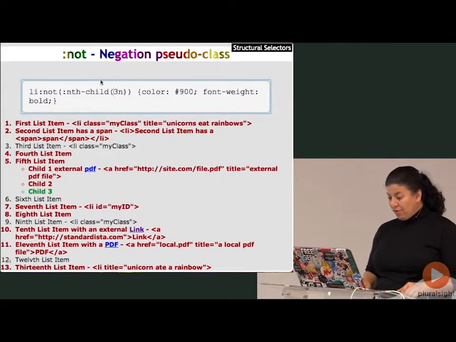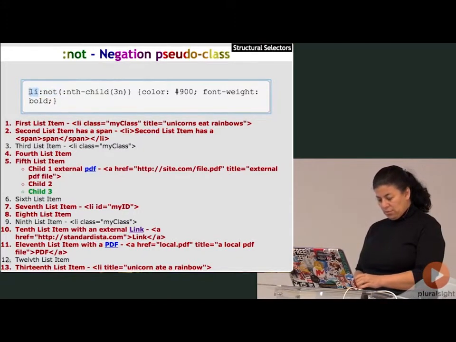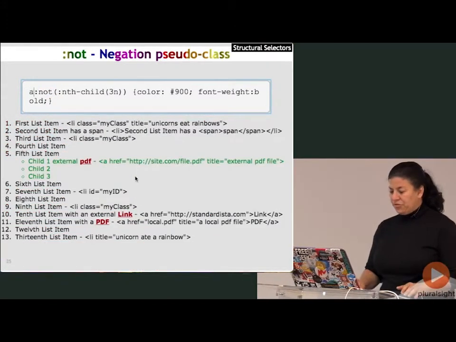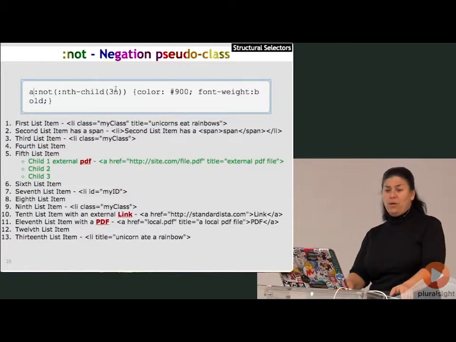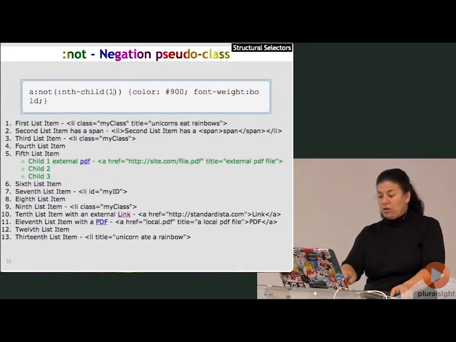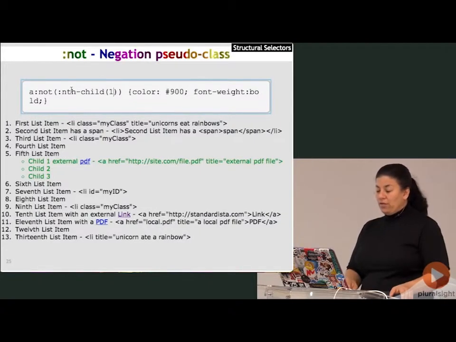And then I have links. So a. None of my links are going to be the third child because every single link is the first child of its parent, right? So that wouldn't match anything. If I did 1, it would match all of the links, right? I could have done first child.